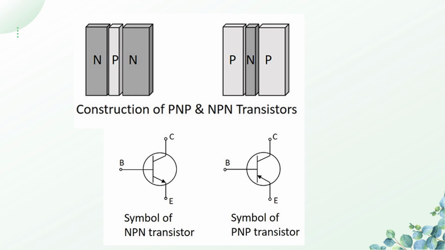Next, we will see the symbol used for representing transistors. So, actually the transistor is a three-terminal device and the terminals are base, emitter and collector. And the emitter is always represented by an arrowhead, and if the arrowhead is towards outside, then it is an NPN transistor, and if the arrowhead is towards inside, then it is a PNP transistor.